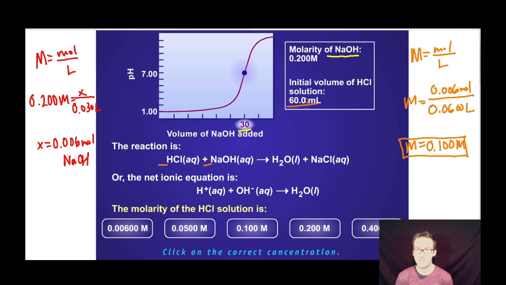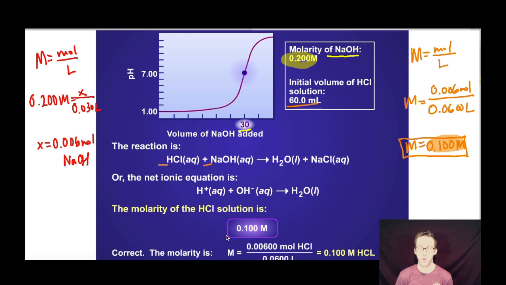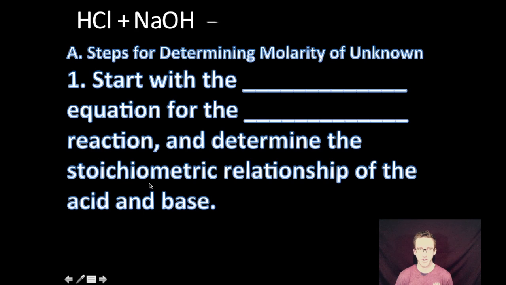And think about this. I had 60 milliliters of my original hydrochloric acid solution, and I only needed 30 milliliters of the sodium hydroxide to completely neutralize it. Well, because the ratio is 1:1, that indicates that my sodium hydroxide solution, boom, must be twice as concentrated as my acid solution because it only needed half the volume to neutralize it. And we are correct.